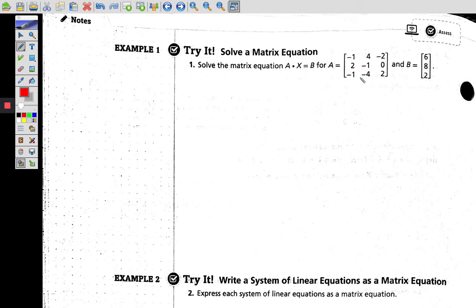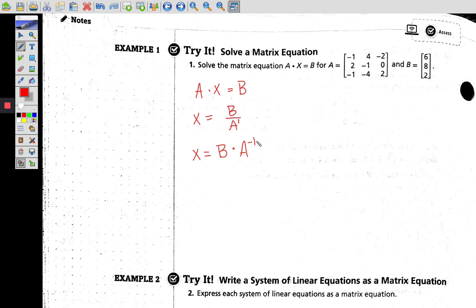So right now it says solve the matrix equation A times X equals B for A equals this and B equals this matrix. So basically they want us to solve for X. Usually to solve for X you would say X equals B divided by A, right? Well, we can't do that with it being a matrix. So X really equals B times the inverse of A. Because this is A to the first power, and if it's in the denominator, if we move it to the numerator, it becomes a negative exponent, okay?